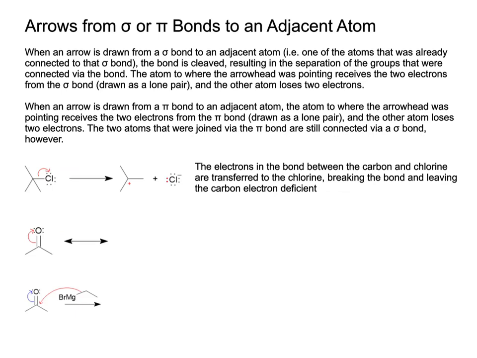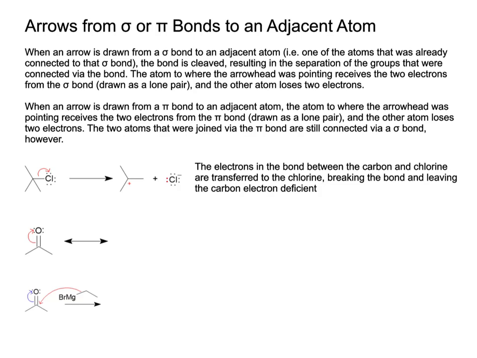In our next category, we'll be reviewing arrows from sigma or pi bonds to an adjacent atom. When an arrow is drawn from a sigma bond to an adjacent atom, that is, one of the atoms that was already connected to that sigma bond, the bond is cleaved, resulting in the separation of the groups that were connected via the bond. The atom to where the arrowhead was pointing receives the two electrons from the sigma bond. This will be drawn as a lone pair on that atom, and the other atom loses 2 electrons.